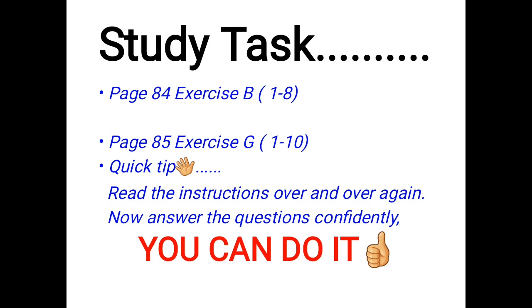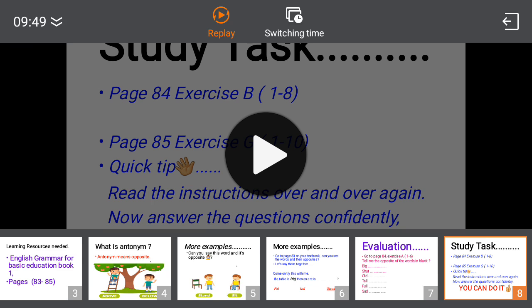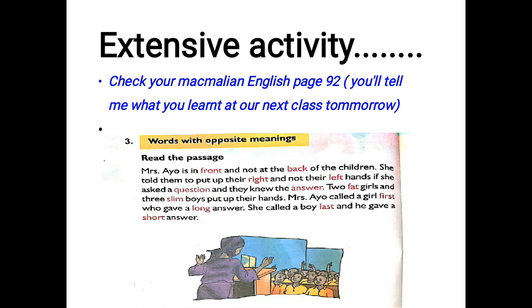So the questions are easy peasy lemon squeezy. Read the instructions over and over again so that you understand it and you can answer the question confidently. I believe in you. I know you can do it. The first one says write the opposite. Easy peasy. Exercise C says complete the sentences with their opposite. Also easy peasy. I know you can do it.